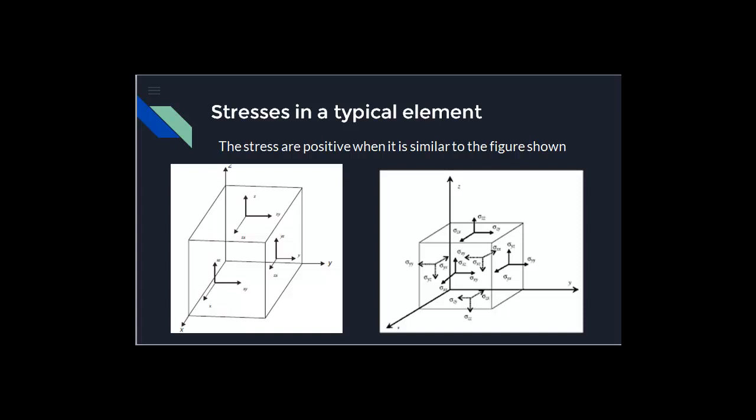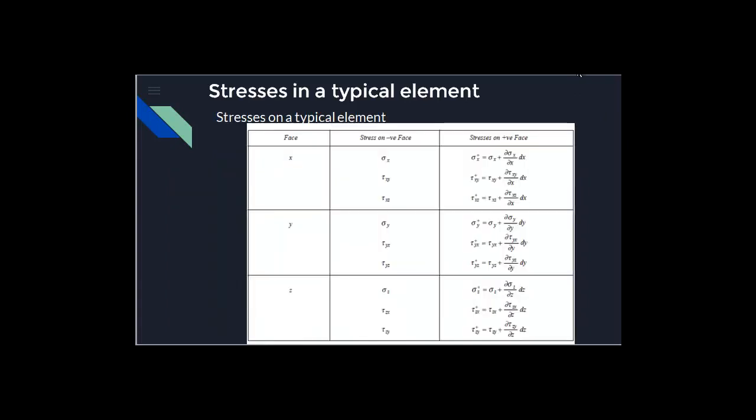A similar sign convention is also adopted for determining the stresses in finite element analysis for this particular element. This tabulation will show you the stresses on the negative and the positive faces. For example, in the x direction, the stress is sigma x, and the expression will be sigma x plus del sigma x by del x into dx.